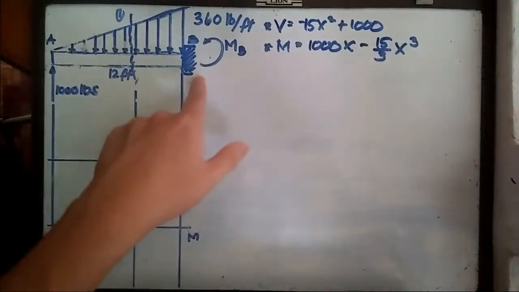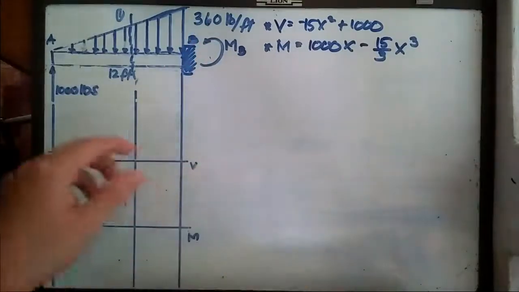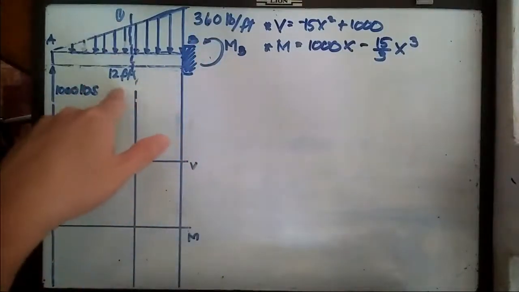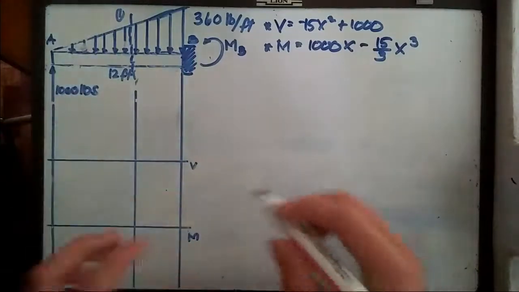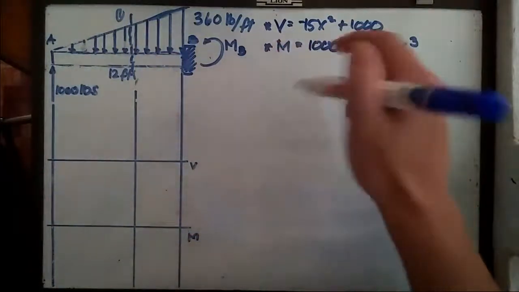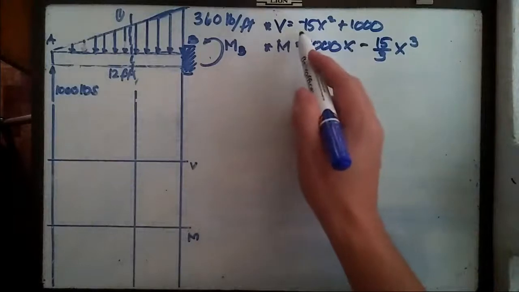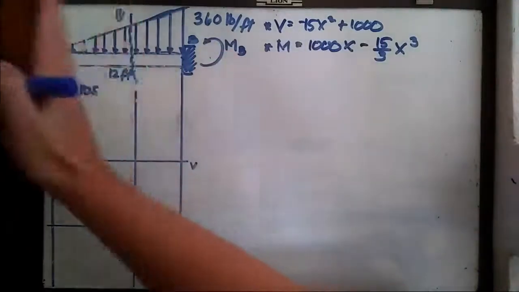A cantilever beam with a uniformly varying load equivalent to 360 pounds per foot, and the length of our member is 12 feet, having this external load here at point A equivalent to 1000 pounds. Our goal for this lecture is to determine the value of V, the shear load, and the value of M, the bending moment at this section.